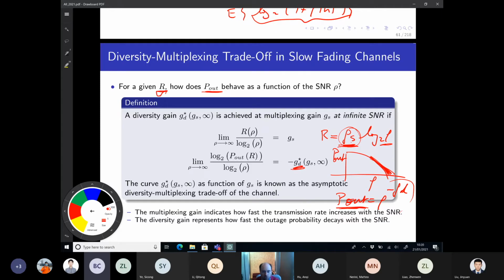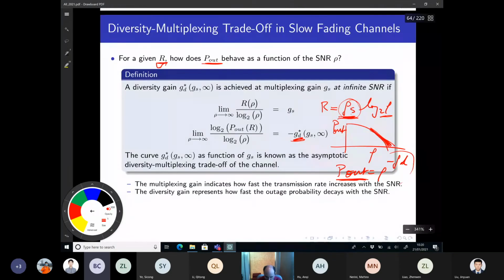If you have a higher outage probability, that means that your transmission is less reliable in a way, because you're going to have more channel realizations for which you cannot support that rate R. So this multiplexing gain tells you how fast the transmission rate increases with the SNR. The diversity gain tells you how fast the outage probability will decay with the SNR. And there is a trade-off between the two. You cannot increase your transmission rate as you like without having a loss, or actually a hit, in terms of outage probability. That's what it says.